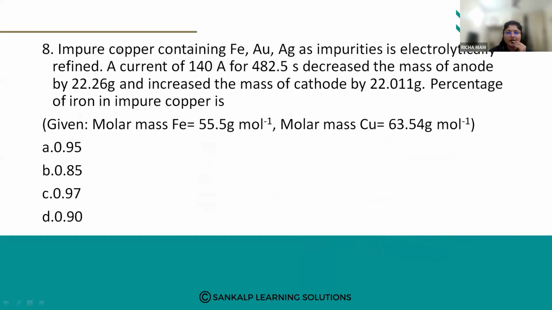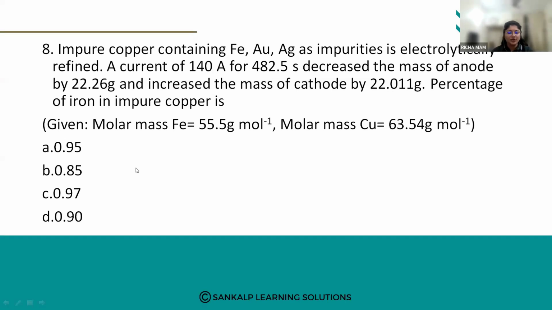Okay, next question. Impure copper containing Fe, silver, gold as impurities is electrolytically refined. A current of 140 ampere for 482.5 seconds decreased the mass of anode by 22.26 grams and increased the mass of cathode by 22.011 gram. Percentage of iron in impure copper is. The molar mass of Fe is given as 55.5 grams per mole. The molar mass of copper is given as 63.54 grams per mole.